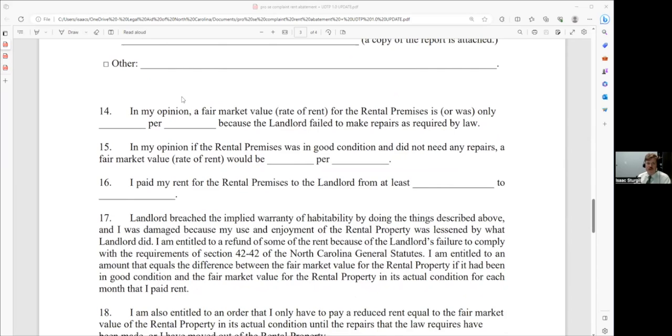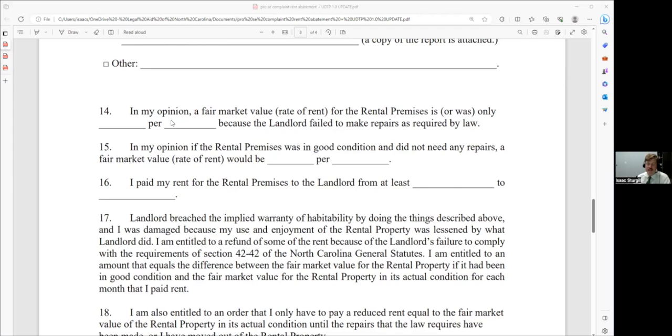The next part is talking about how much money the tenant thinks they're entitled to get back. And the way that the court will decide that is that the tenant is allowed to give his or her opinion about how much the property would have been worth if it was in good condition, so if there weren't any problems, and how much they think the property was actually worth with all the problems that were there. And there's no magic formula for this. There's no law that says like a broken toilet is worth $50 of rent back a month or anything like that. It's really just based on people's opinions.